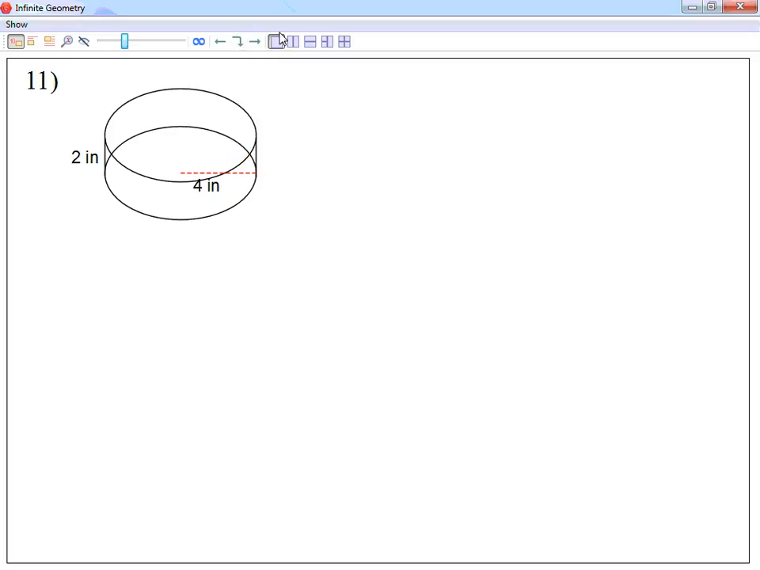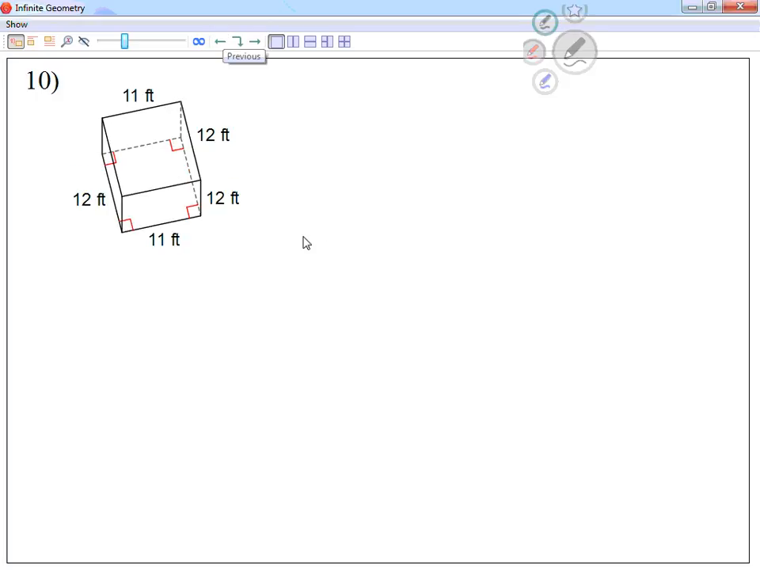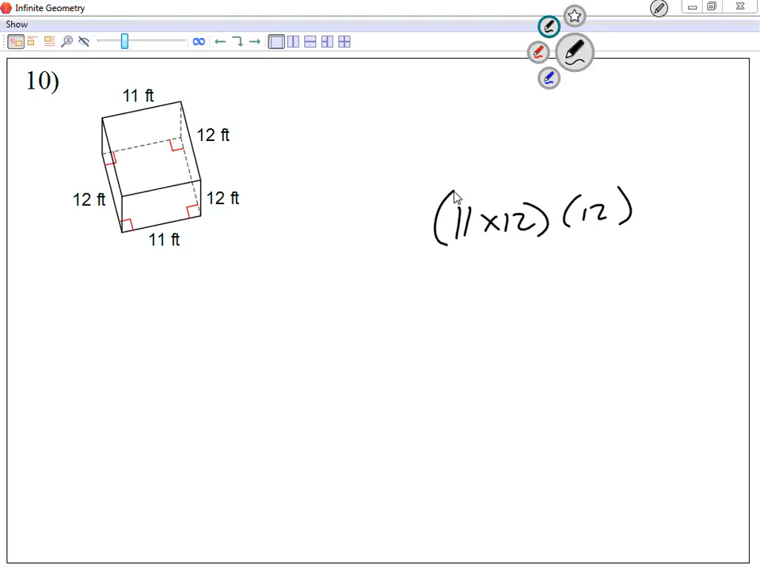Number 11, you said? Which? Number 10. Oh, number 10? Would it be 11 times 12 times 12? Yes. Because that's your 11 by 12. The other 12 comes from there.